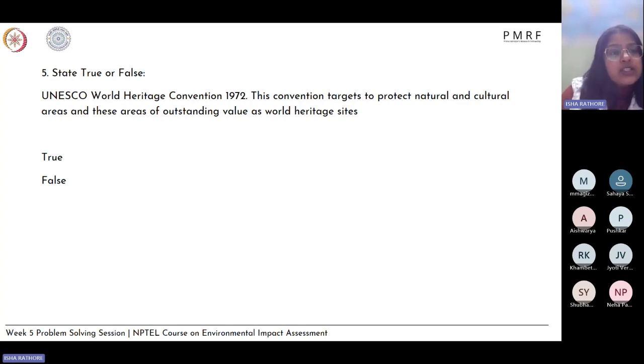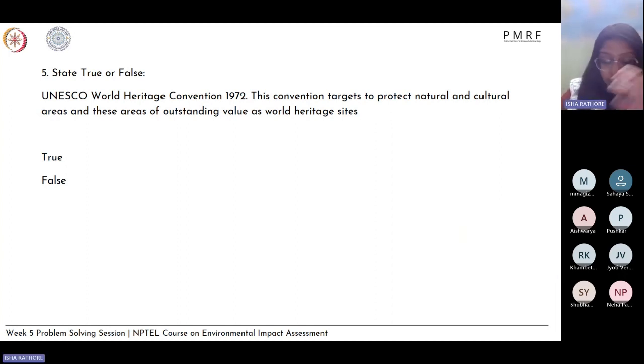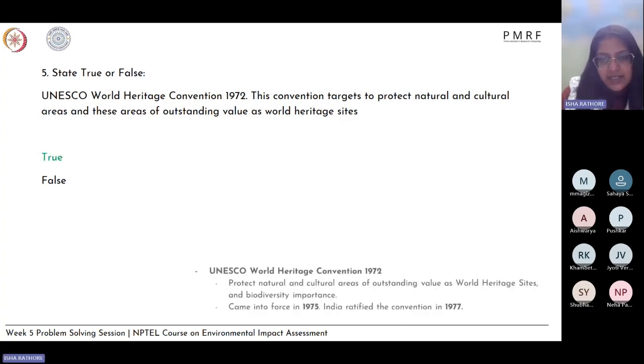Another state true or false. The UNESCO World Heritage Convention of 1972. This convention targets to protect the natural and cultural areas of outstanding value as World Heritage sites. So is the statement true or false? Okay, we have another answer, A. So A is the correct answer.